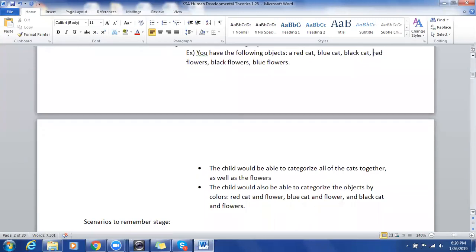Let's say we wanted to categorize them into colors. We would separate the red cat with the red flower, the black cat with the black flower, and the blue flower with the blue cat.